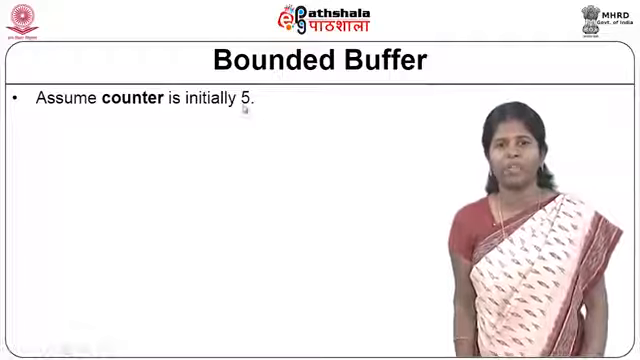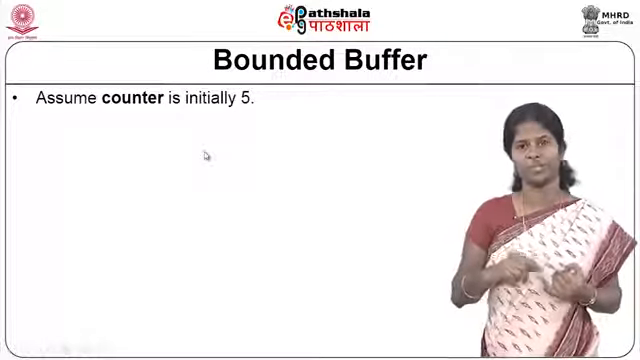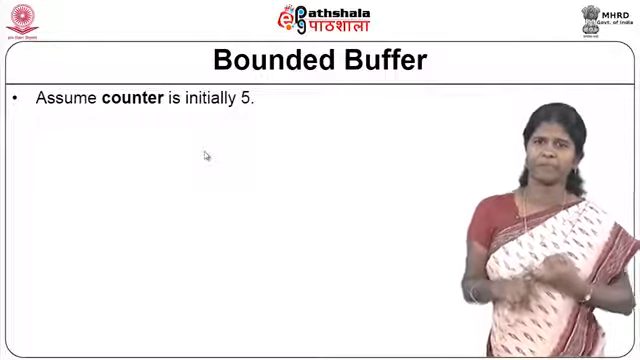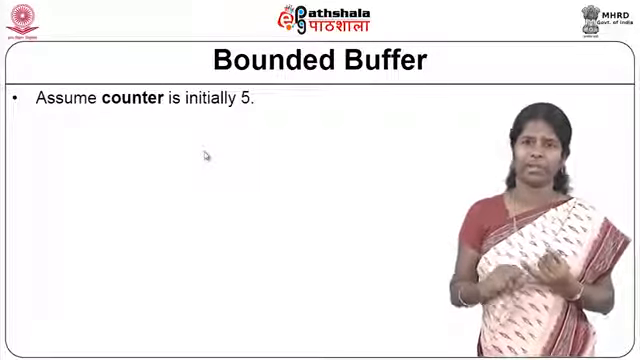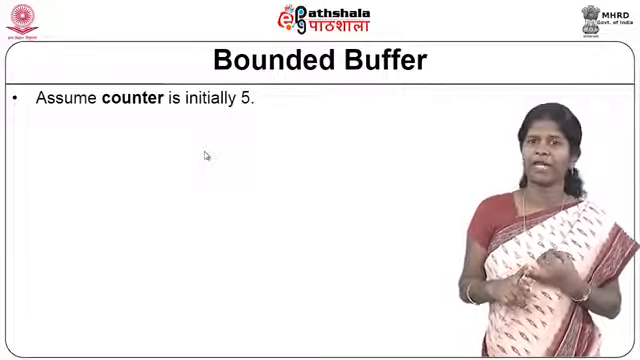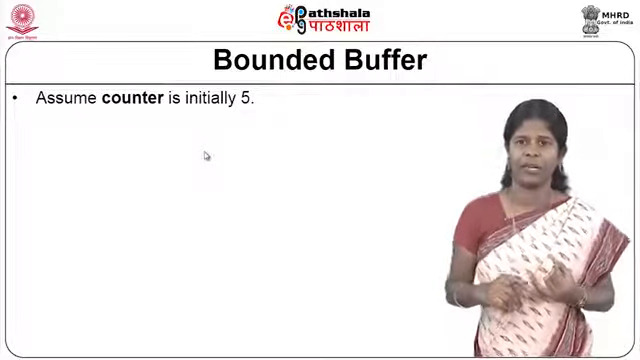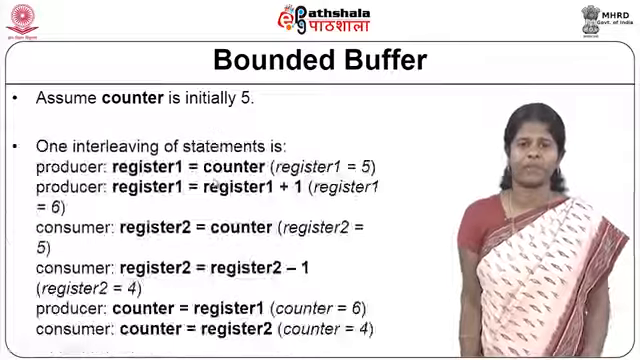Assume that the value of the counter is initially 5. Now, say assume that the producer does a counter plus plus and the consumer does a counter minus minus. So, finally, what should be the value of the counter at the end of an increment and a decrement? It should remain the same, it should remain as 5. But it is quite possible that the value of counter can come to 4 or to 6. We will see how it happens that way.